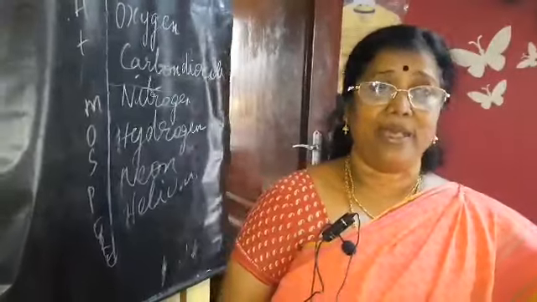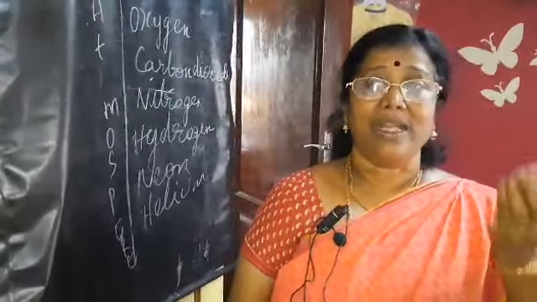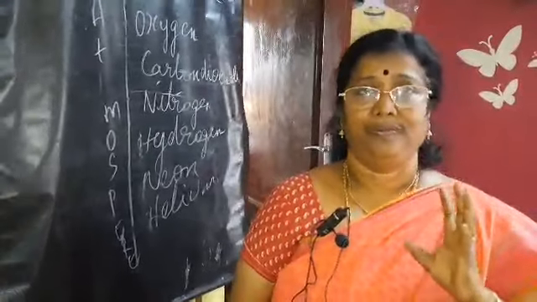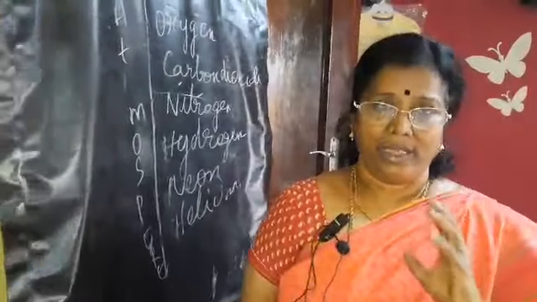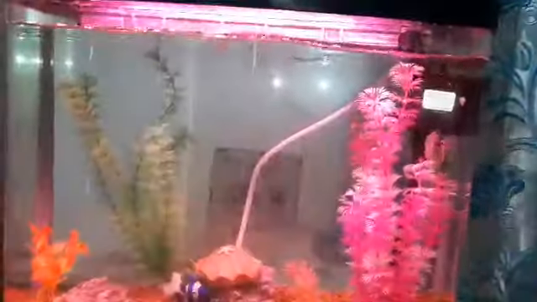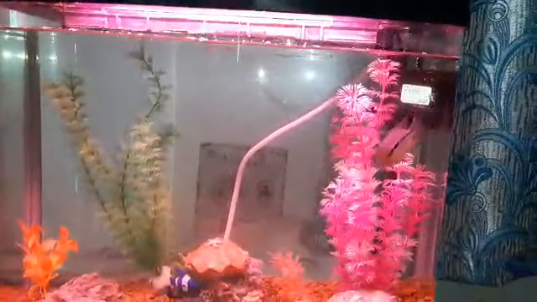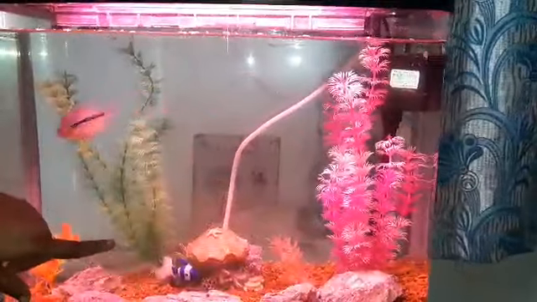Now I showed the experiment. Air bubbles come out. The air bubble contains oxygen also. This experiment shows water contains air. Oxygen is in the water. Children, that air is present. Can you see the fish? It's living in the water.